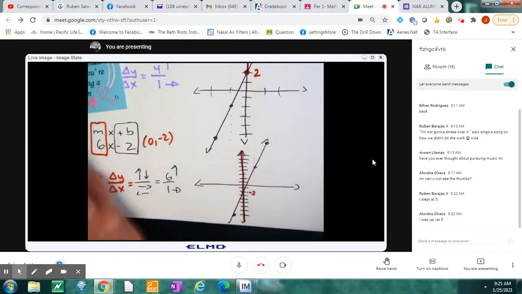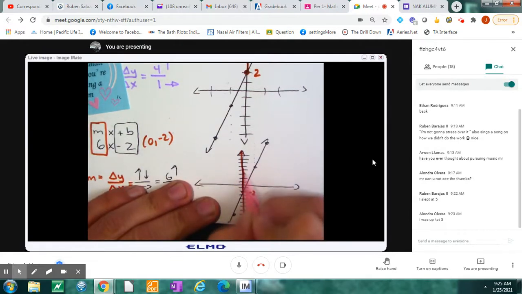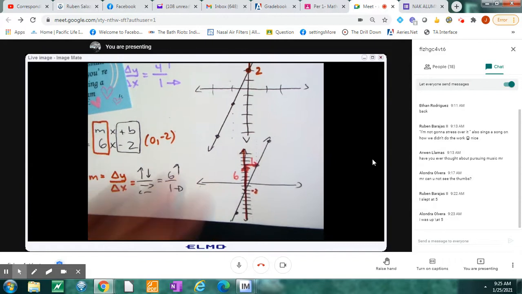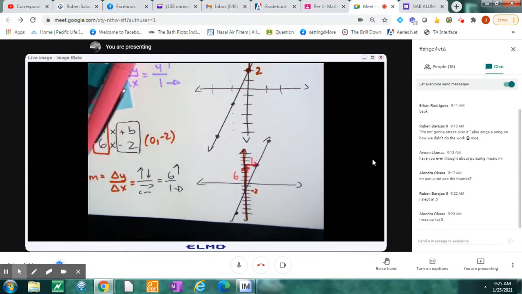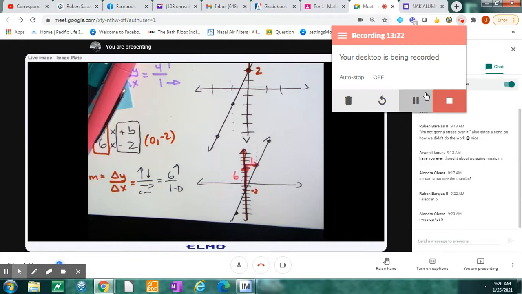Just 6 up and 1, so an arrow. 6 up, 1 to the right. And then that's it. 6 over 1: 6 up, 1 to the right. How many people got it right?